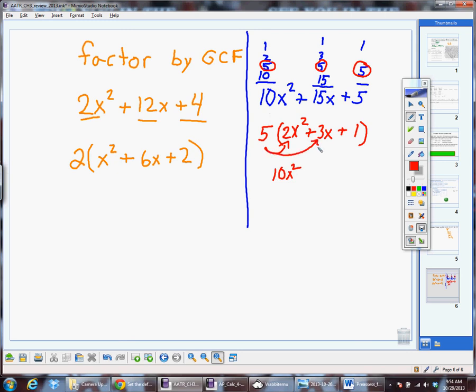5 times 3 is 15x. And 5 times 1. Now, if I didn't have that 1 there, I wouldn't have anything here. But I need to have the plus 5 because that's what my original problem said. So now looking at my answer right here in this orange circle, it is the pulling out of the 5 from this original polynomial.